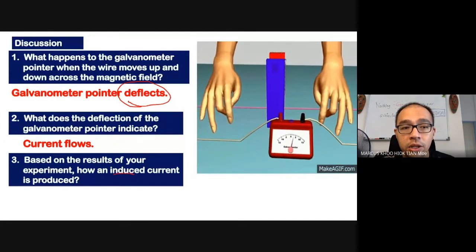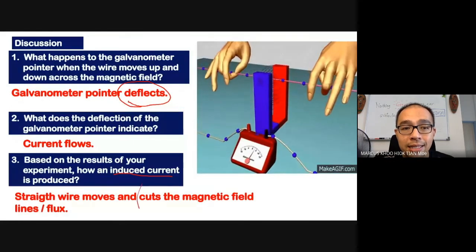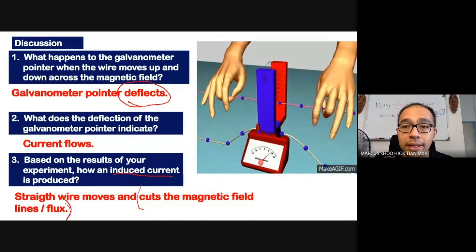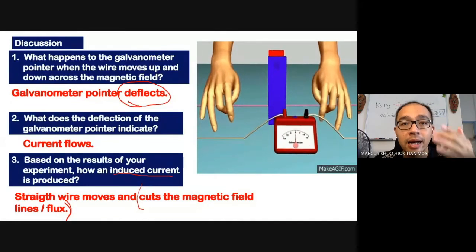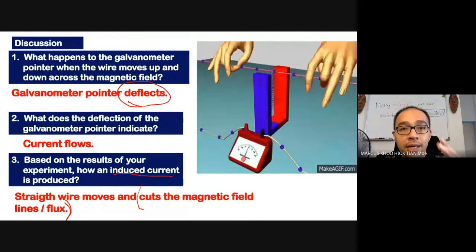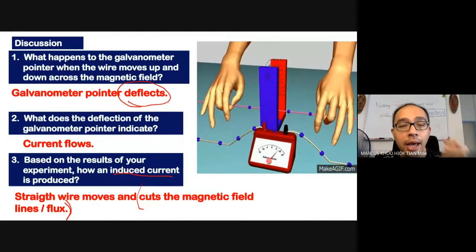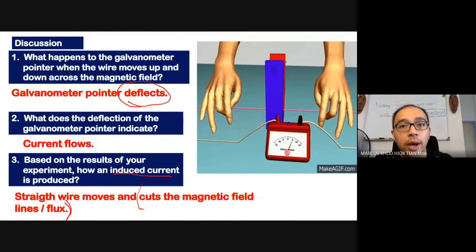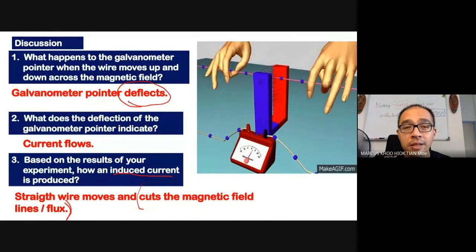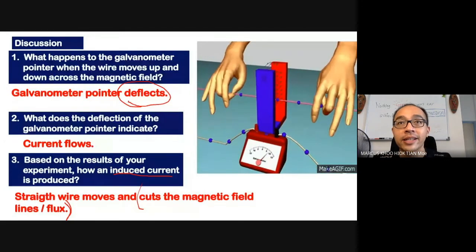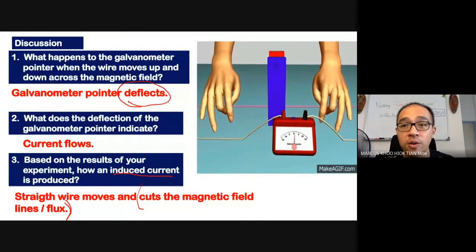How is an induced current produced? When a straight wire moves and cuts the magnetic field lines or the magnetic flux. This is how an induced current is produced. Inilah cara arus dihasilkan dengan memotong flux magnet. You take the wire, you cut the magnetic field, and there will be current flowing in the wire. And that's how our electricity is made. You think what? Water flowing straight away has current, please. They actually move a magnet or a wire.